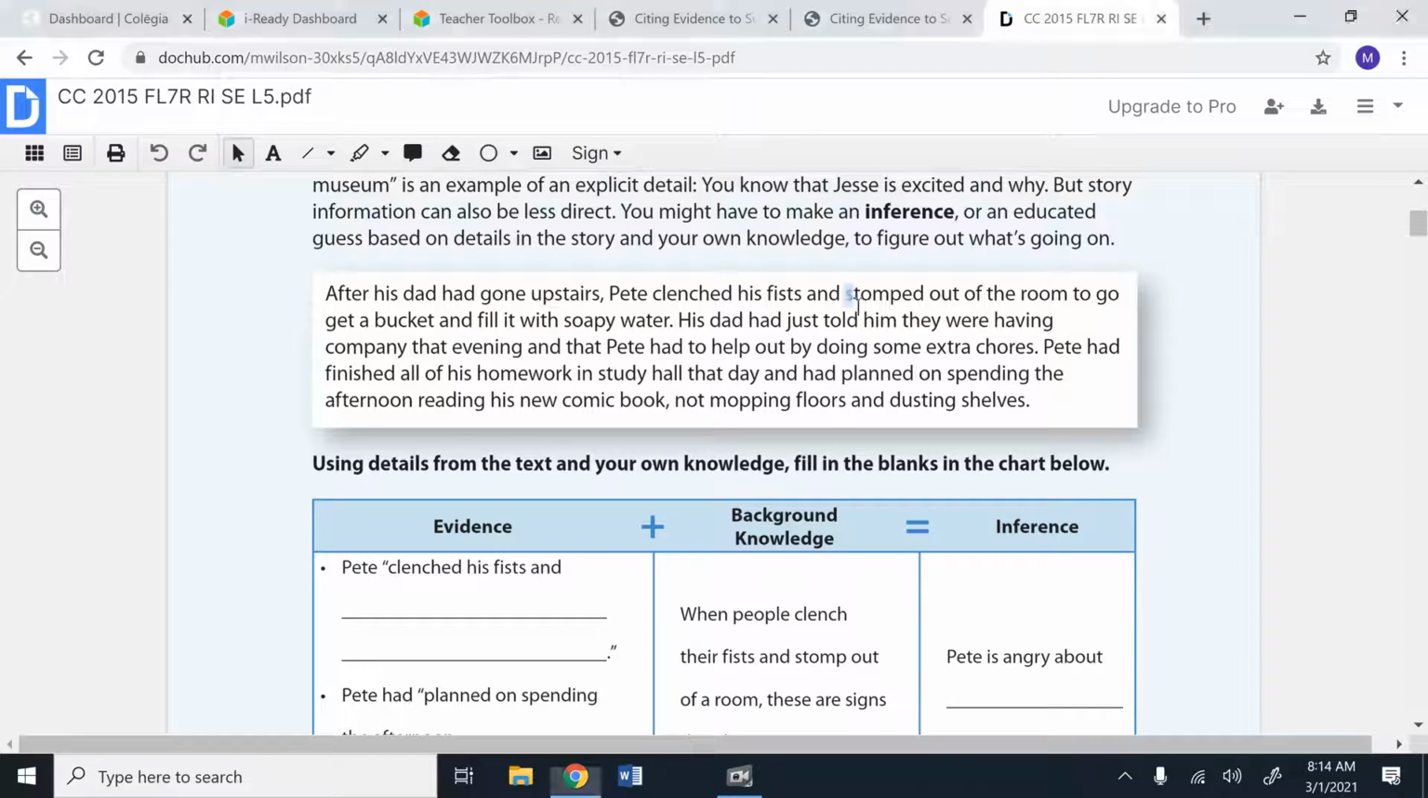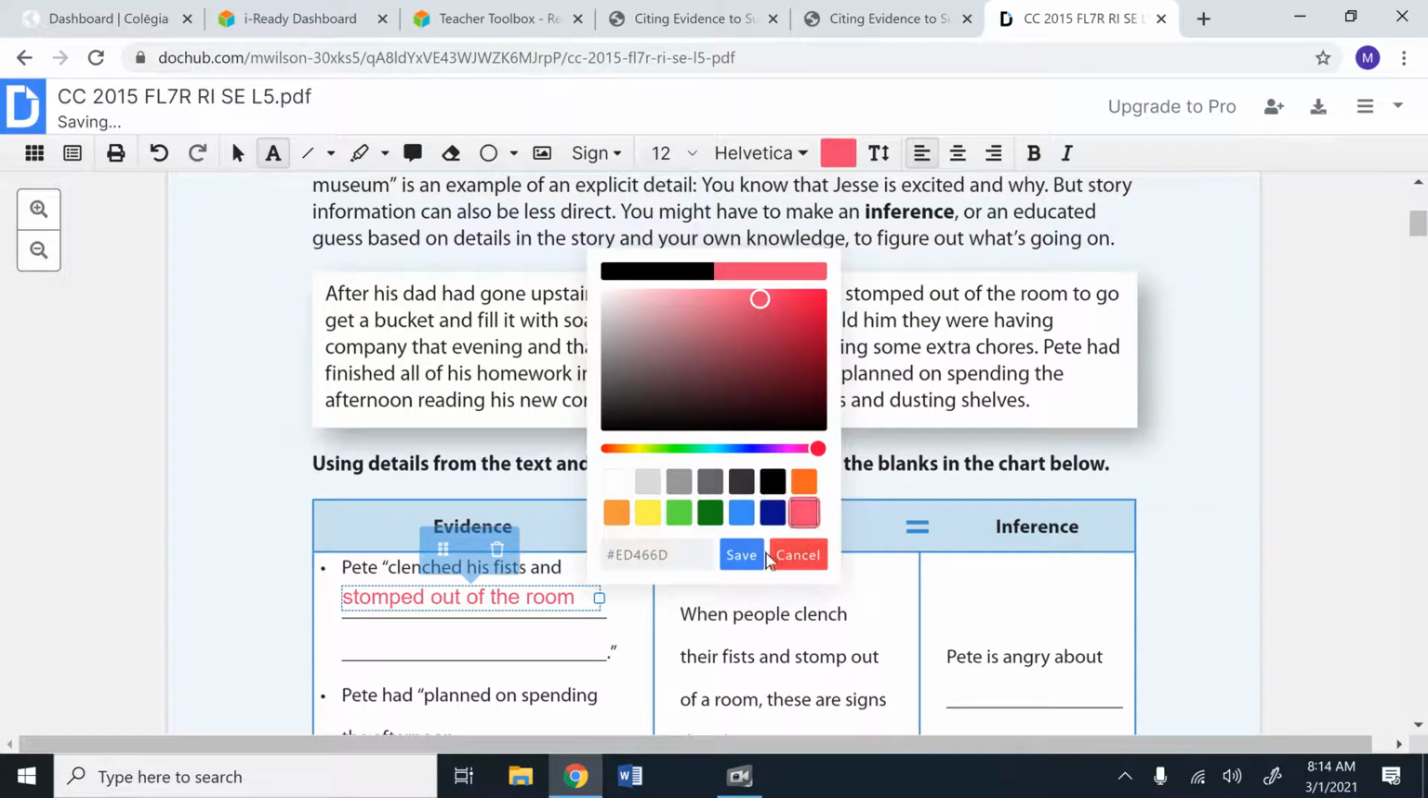So I'm going to go ahead and take that text and type it in by evidence. So he stomped out of the room. Let me change this to a brighter color so you can see it easier.